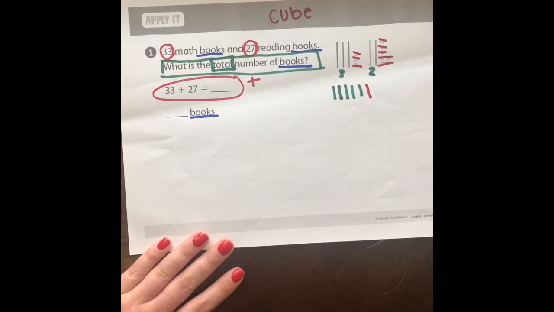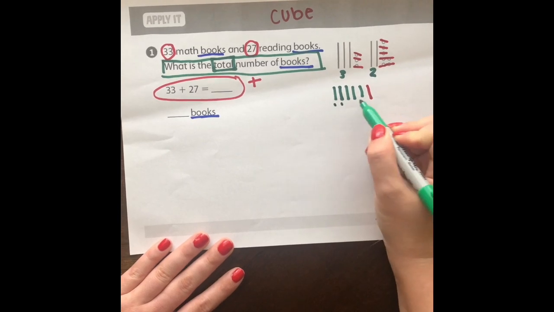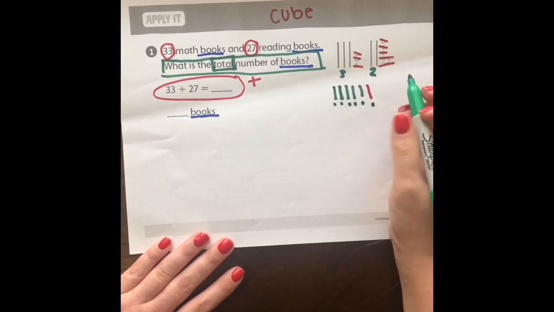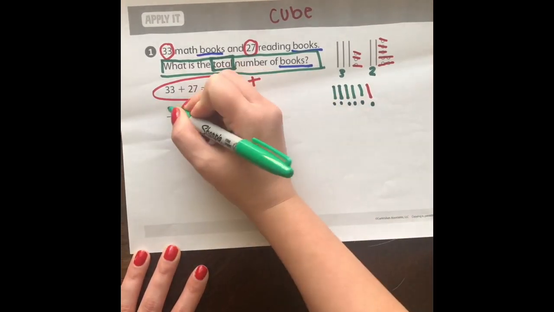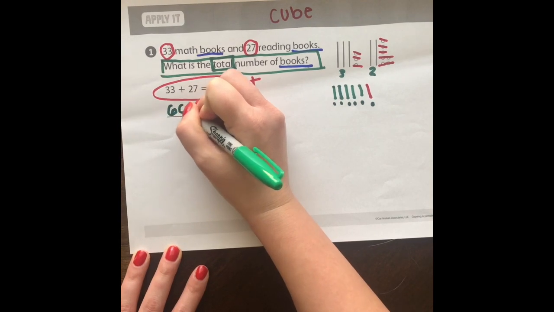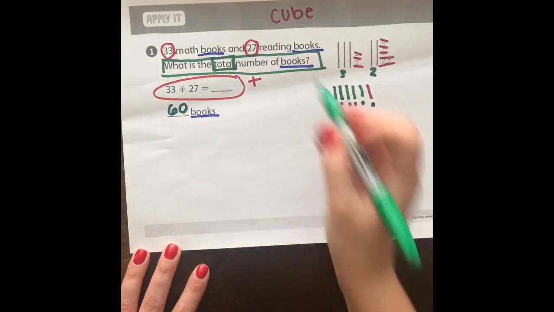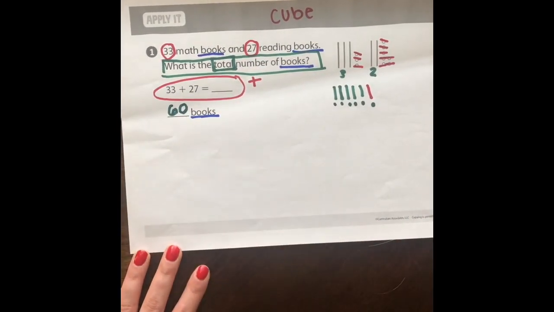So now let's add up our 10s. 1, 2, 3, 4, 5, 6. And we know that 6 10s is equal to 60. And what are we talking about here? We're talking about books. The answer is 60 books.